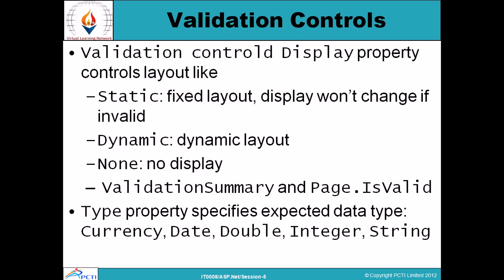The validation control Display property controls layout. Static means a fixed layout; the display won't change if invalid. If the property is set to dynamic, it means the layout changes dynamically. None means no display is there. Then ValidationSummary and Page.IsValid. The Type properties specify expected data types like currency, date, double, integer, string.